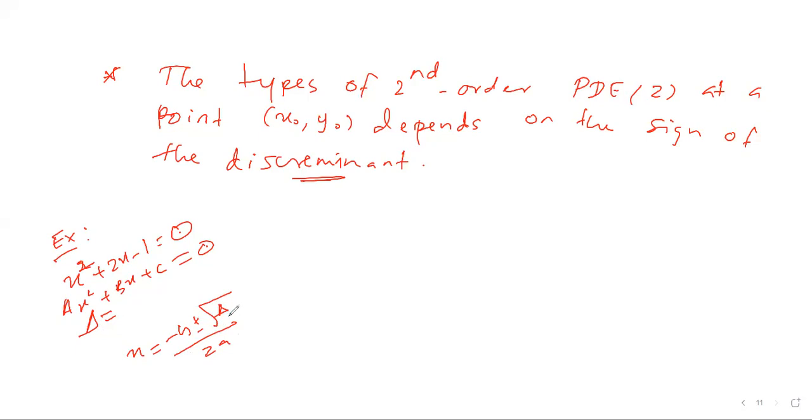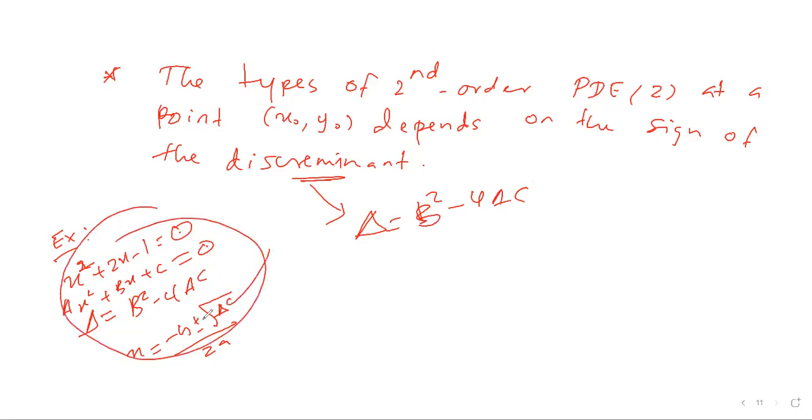What do you mean by 8? Yes. Okay. So b squared minus 4ac we call the discriminant. So don't forget it. Delta is equal to b squared minus 4ac. These techniques we're going to use for second order also.